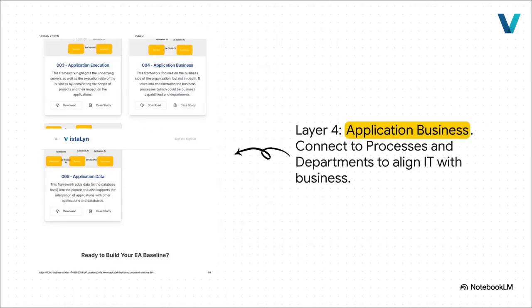And here, this is where we make that crucial connection to the business. In Layer 4, we link our applications directly to the business processes they support and the departments that own those processes. This is the moment IT stops being a black box and starts being a true partner to the business. You can finally draw a straight line from a piece of tech to the value it actually creates.